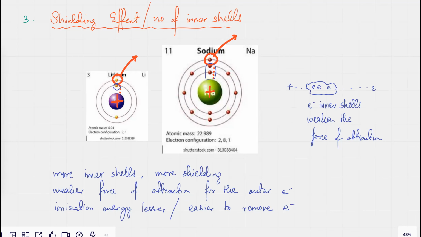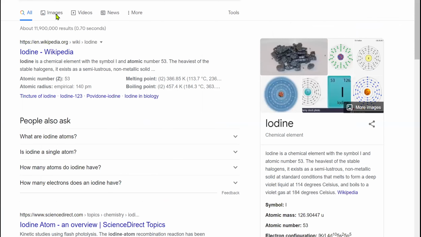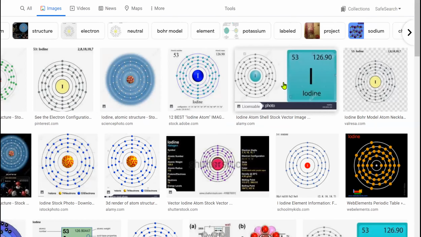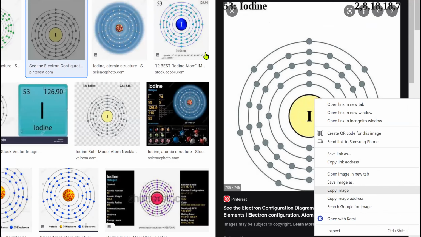And just for clarity, I'll show you an iodine atom. Like iodine has a lot of shells. So if you look at an iodine atom, which is over here, let's just copy this.